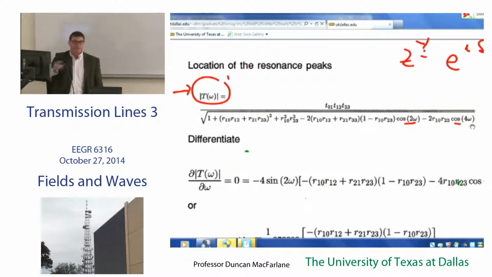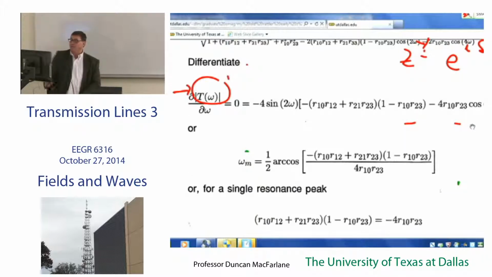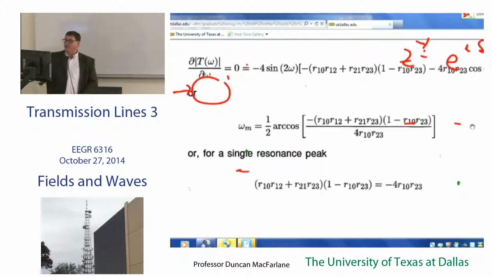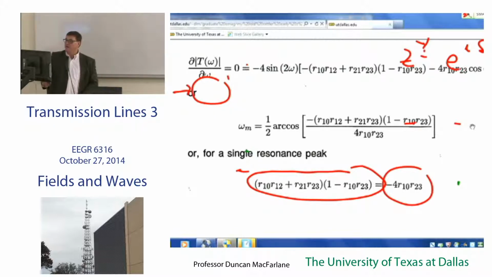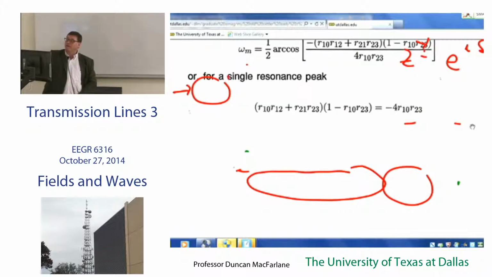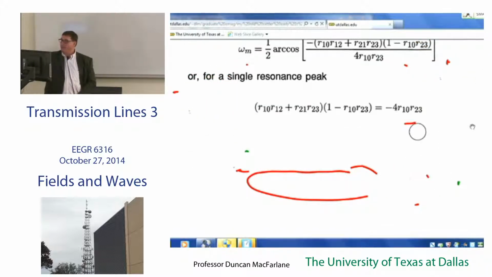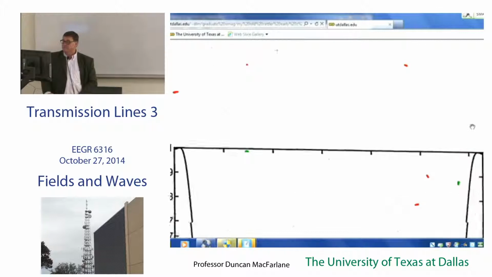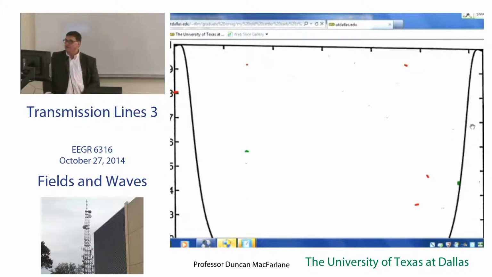I differentiate it because, let's face it, the top of that peak has a zero slope. So I differentiate it to find the top of the peak, and I solve for that maximum frequency. And then I say, well, for a single resonant peak, I want the numerator here to equal the denominator there, and that way I'm going to always put those two peaks on top of each other. And when I do that, there's my cleaned up transfer function.